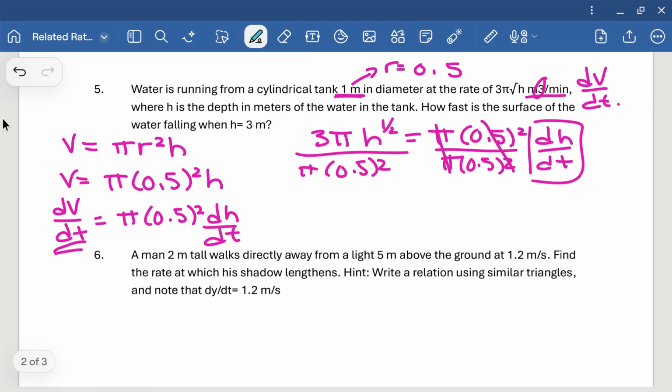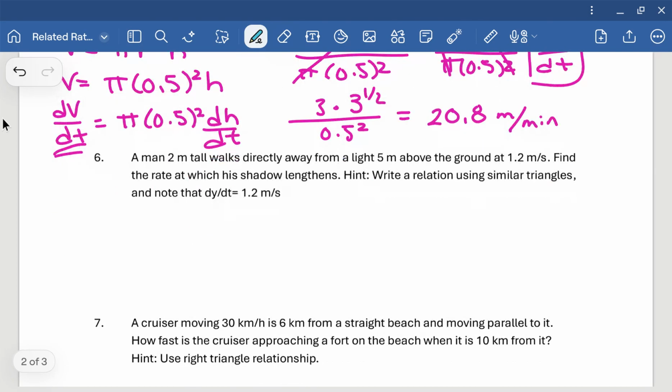So that goes away, this goes away, and we'll see that pi value will cancel. And we also, at this point, can plug in the 3 for h. So we'd have 3 times 3 to the power of a half divided by 0.5 squared, and plug that all into your calculator, and you'll see the value 20.8, and your units, because this is a dh over dt, would be meters per minute. Okay.